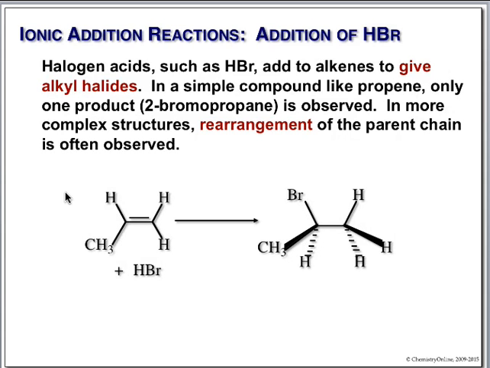We talked about this in chapter 7. Once again, this is the simple addition of halogen acid to an alkene. This works nicely for HBr, HI, and HCl. HF does not work. We noted that this gave us Markovnikov regiochemistry.